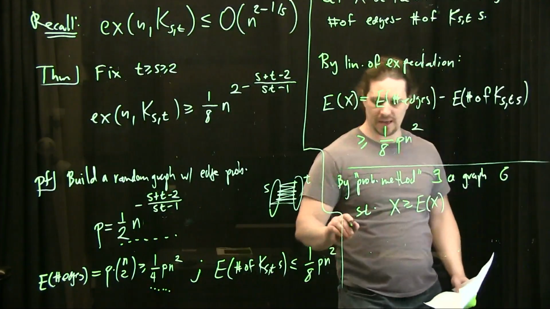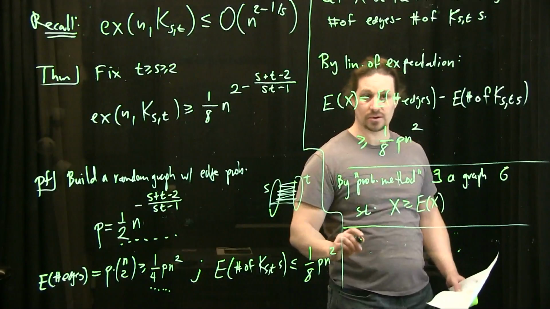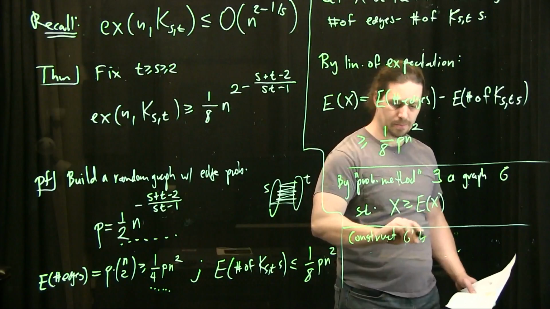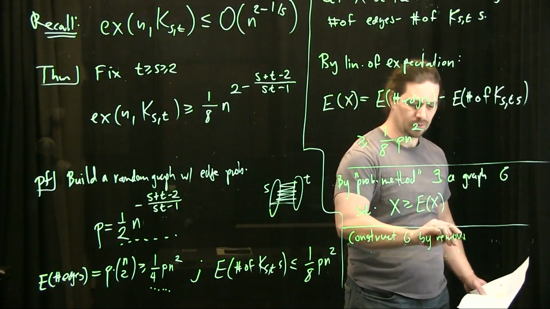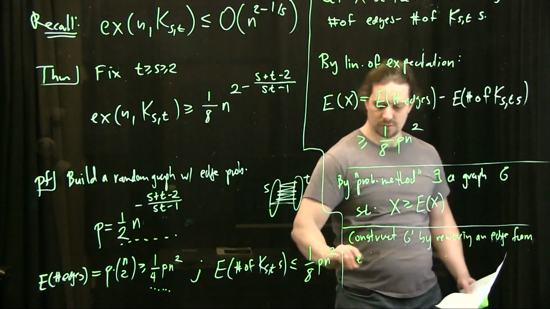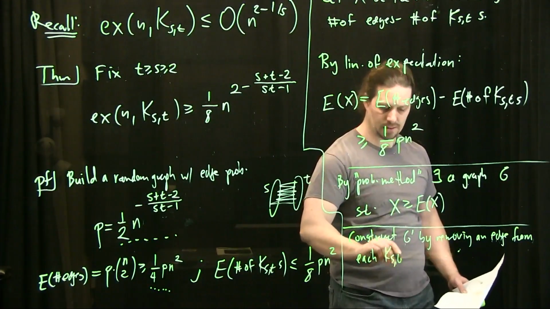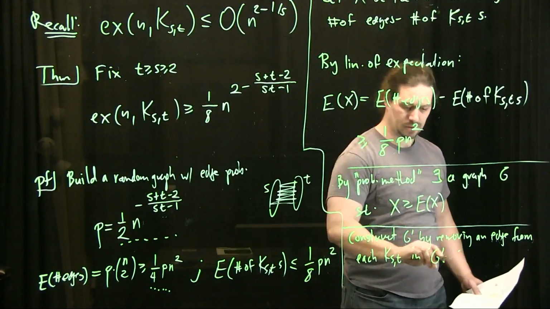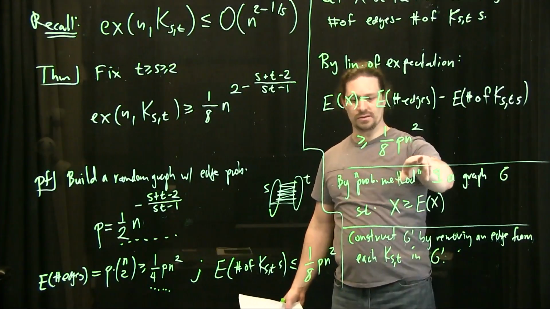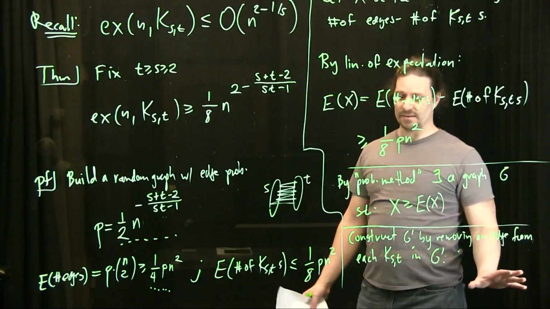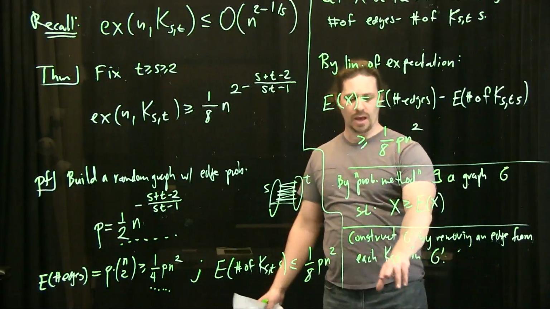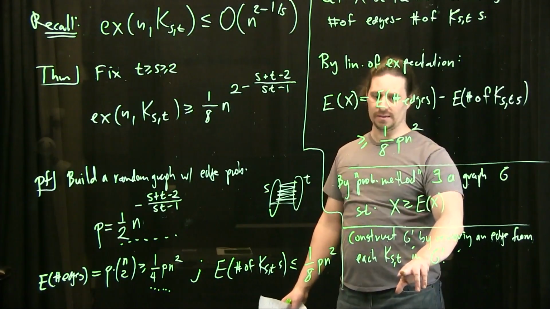So this graph is going to be a good candidate, because what I'm going to do is construct G prime as follows. Construct G prime by removing an edge from each K_{s,t} in G. Okay, so you produce G randomly, and G has X at least the expectation, so at least this value here. Now that graph may have K_{s,t}'s in it, of course, all right? We know there's the expectation. We don't know how many, but it has some. I'm going to remove an edge from every single copy of K_{s,t}.